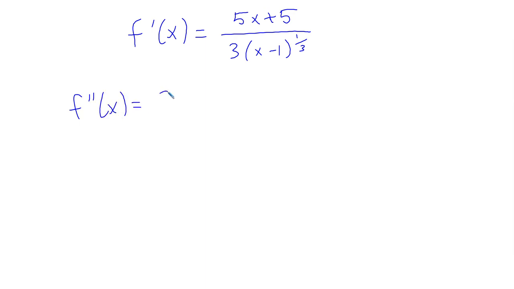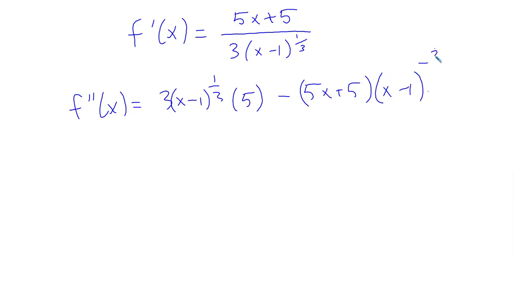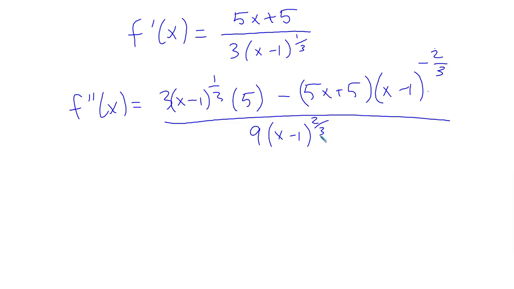So our second derivative should be the denominator times the derivative of the numerator minus the numerator times the derivative of the denominator, and 3 times the 1/3, right, just becomes a 1, so it just becomes (x minus 1) to the negative 2/3. And then it's all over the denominator squared, so 3 squared is 9, and (x minus 1) to the 1/3 squared will be (x minus 1) to the 2/3. And so then we'll just take that and we'll evaluate it at -1. There's no real need to simplify it first, so we'll just go right ahead and figure out if this is positive or negative.